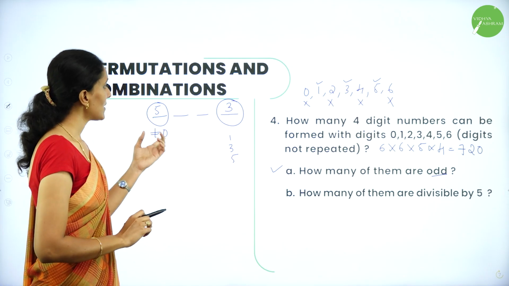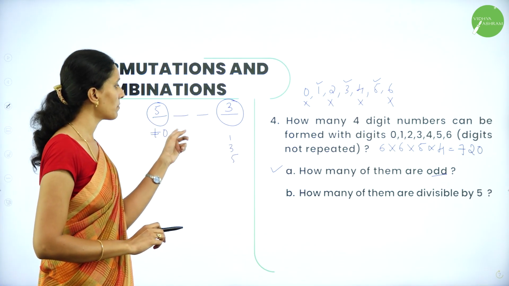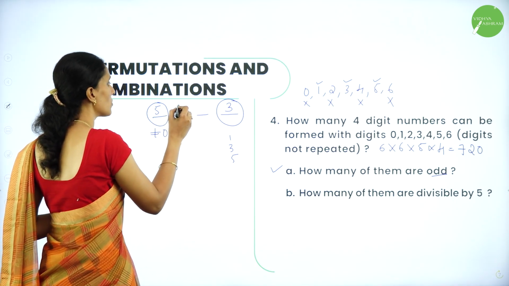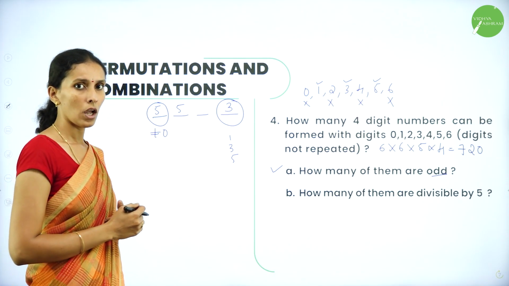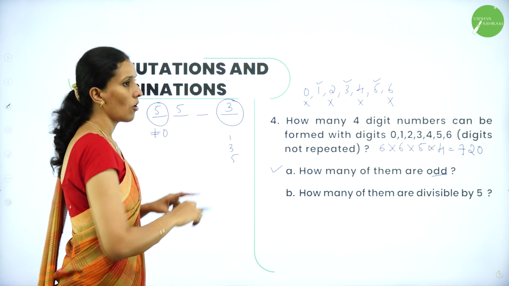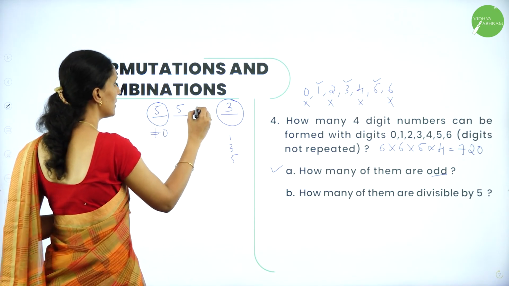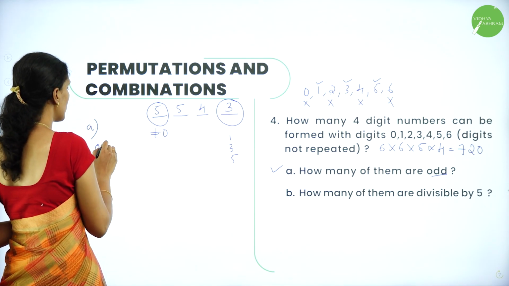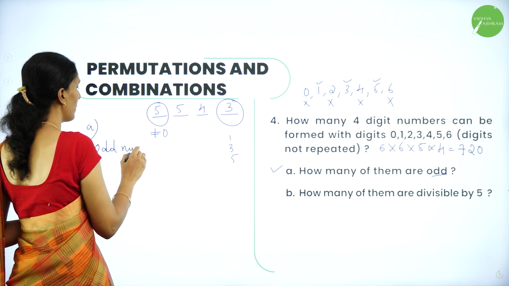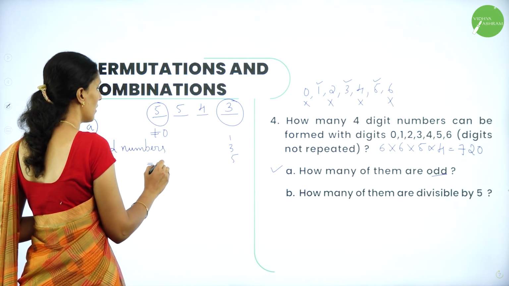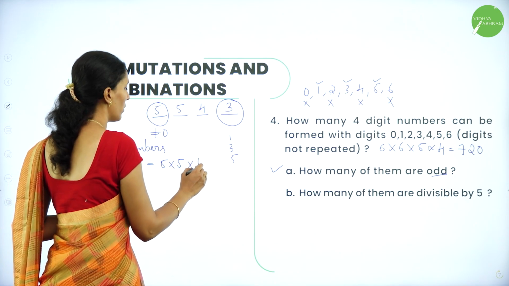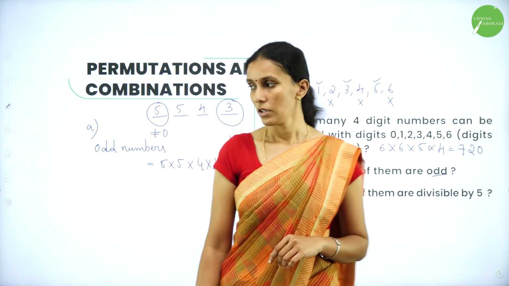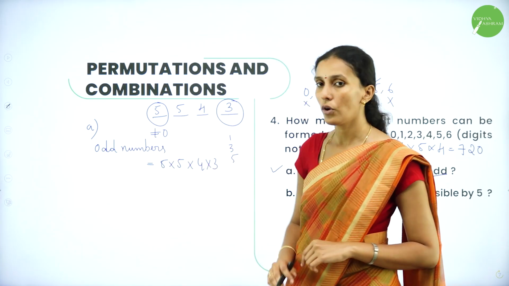But 0 can be included in the hundreds place as well as the tens place. So how many numbers can I write here? Here also I have 5 choices. Out of 7 choices, 2 numbers are gone, so 5 remaining. And here 4. So the total odd numbers that can be formed is 5 into 5 into 4 into 3. 5 into 5 into 4 into 3. So this is my answer for the 4-digit odd numbers.